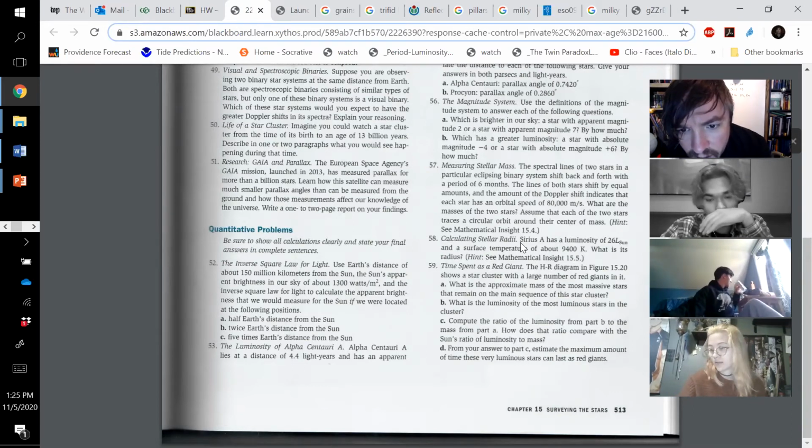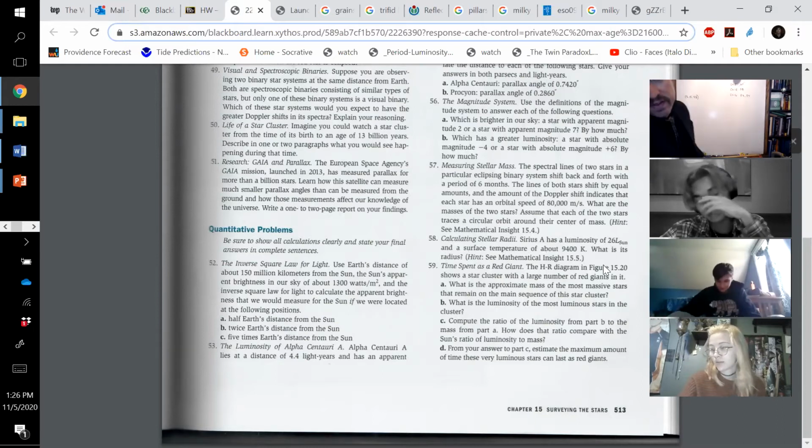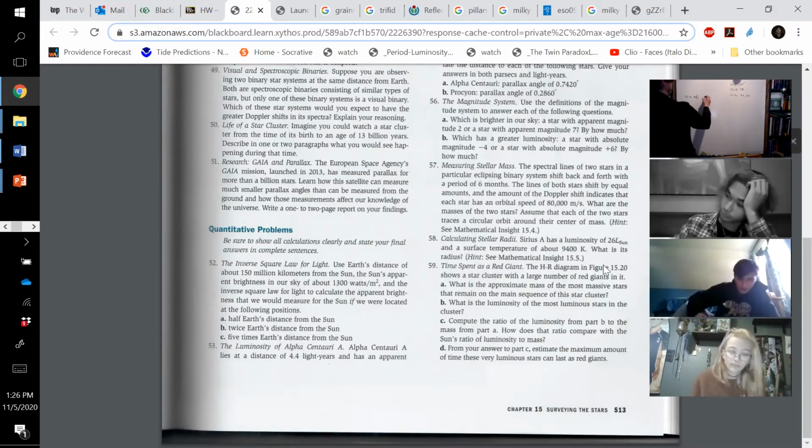58. Sirius A has a luminosity of 26 solar luminosity units.